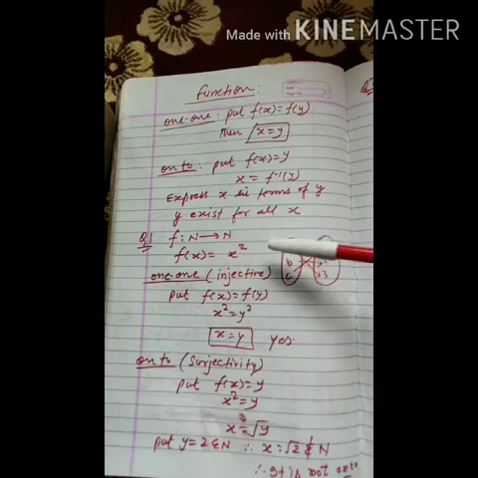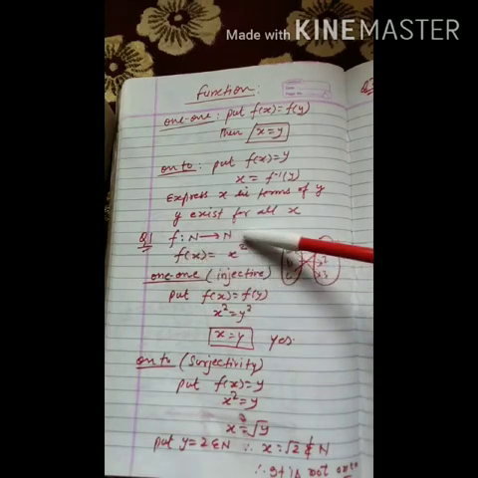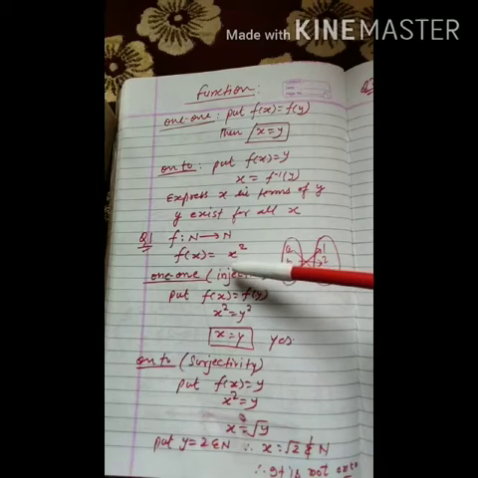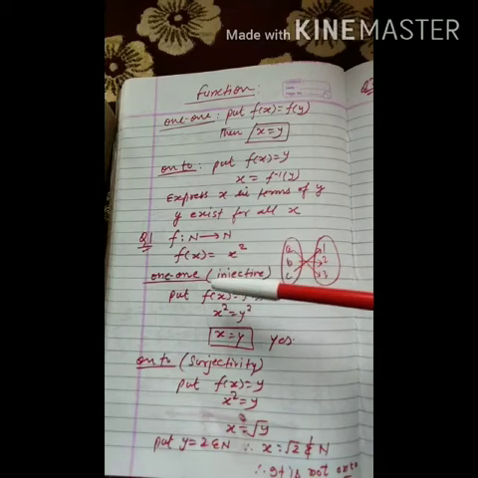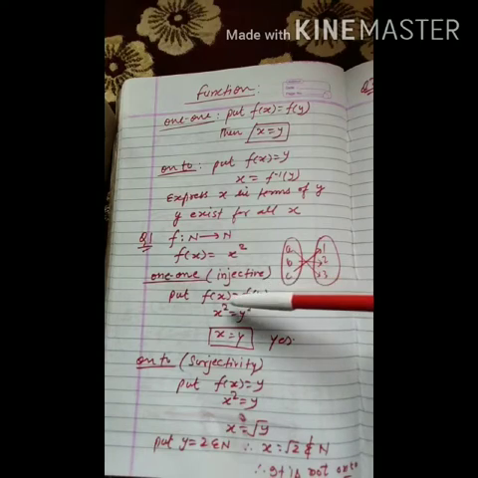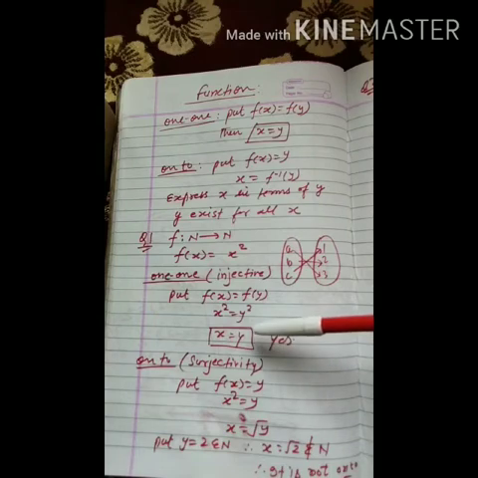Now take an example. Let a function be defined from natural numbers to natural numbers, f: N to N, and f(x) is given by x square. Check the surjectivity and injectivity. For injectivity, put f(x) equal to f(y), that is x square equal to y square. Squares cancel out and we get x equal to y. So this shows that this function is one-one.